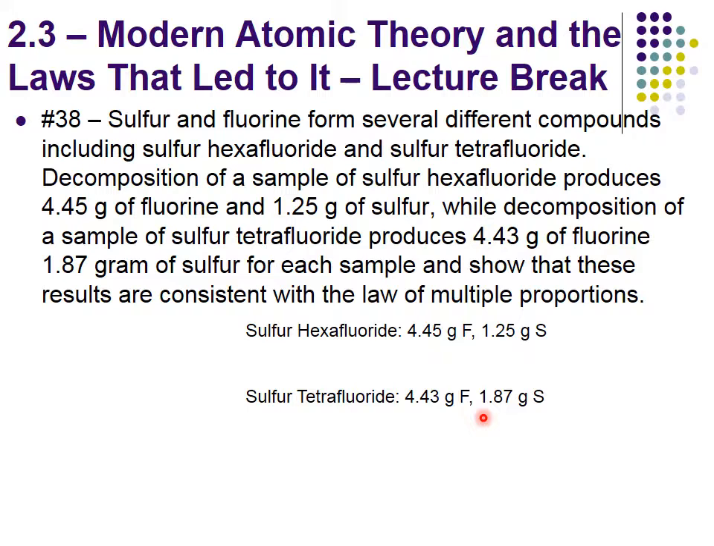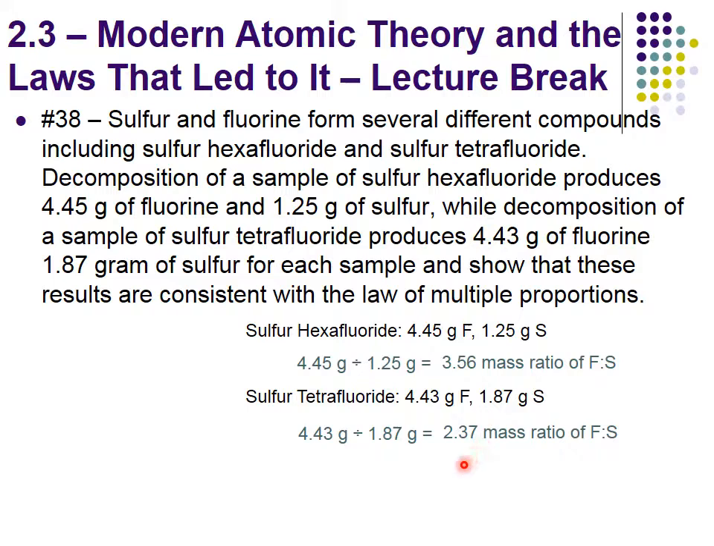So the idea here is to show that there is a whole number ratio for each of these samples. They don't necessarily have to be the same, they just have to each have a whole number. So if we do the fluorine to sulfur ratio for the first one, we get a ratio of 3.56. If we do the ratio for the second one, we get a ratio of 2.37.